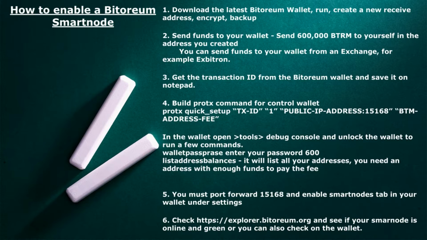Next up, we need to get a transaction ID from the Bitoreum wallet and save it on Notepad. We need to run some commands within the debug console on the wallet. Then we need to build a protx command. We must forward port 15168, and we need to enable the Smart Node tab within the wallet, and we can check the Explorer just to make sure that the node is running perfectly without any issues. So let's go ahead now and follow it step by step.